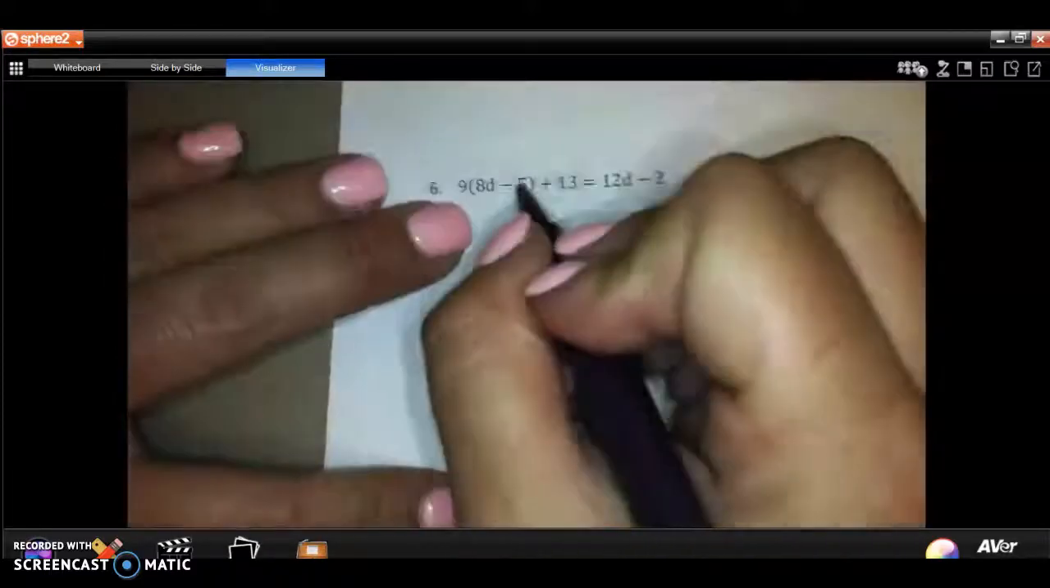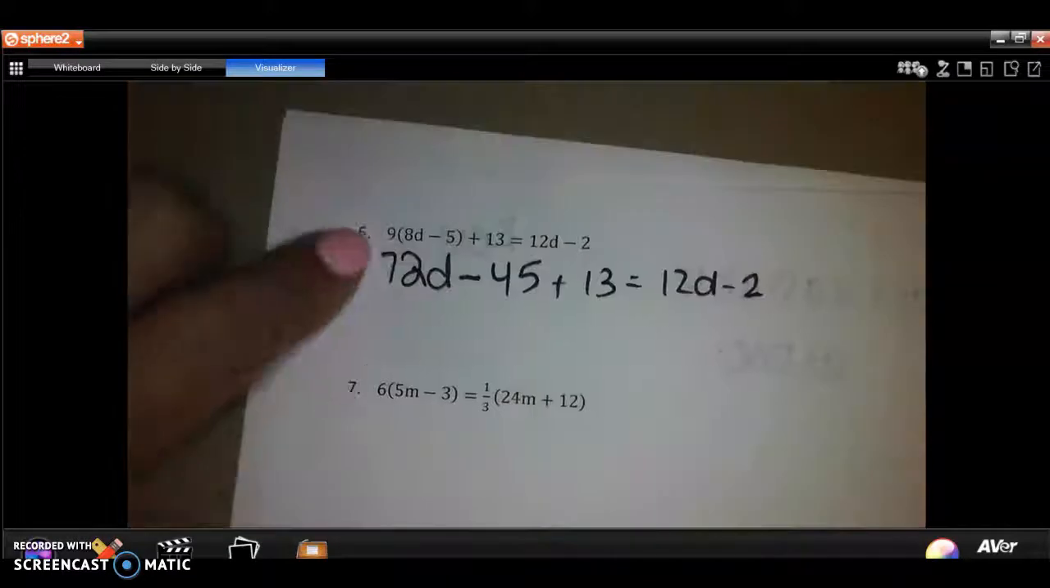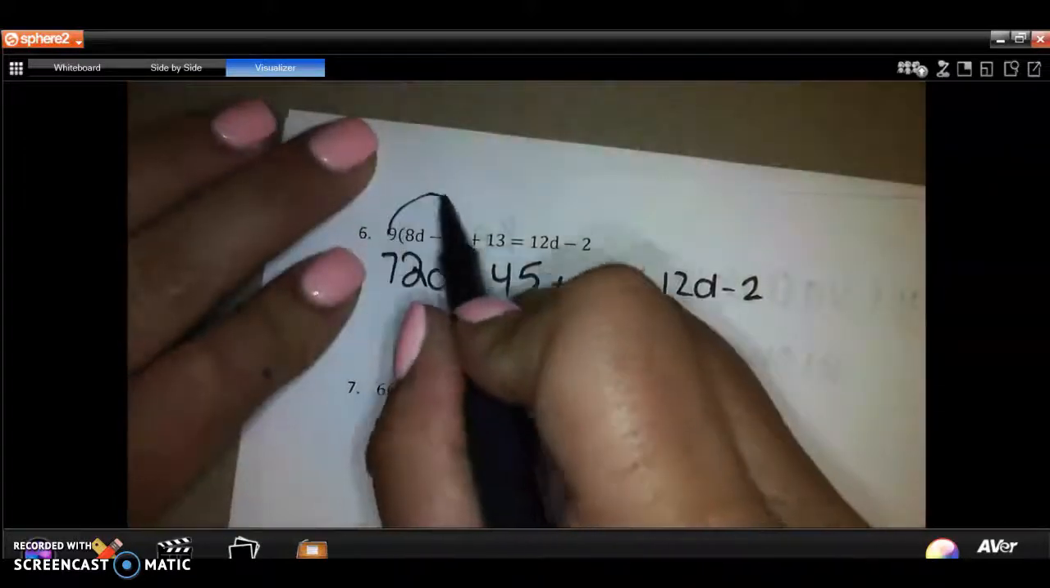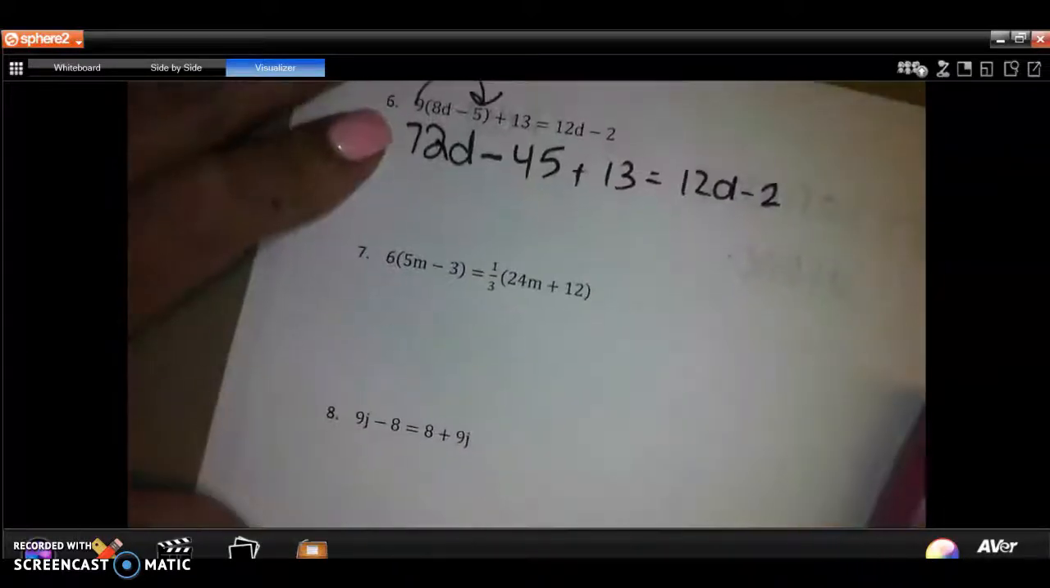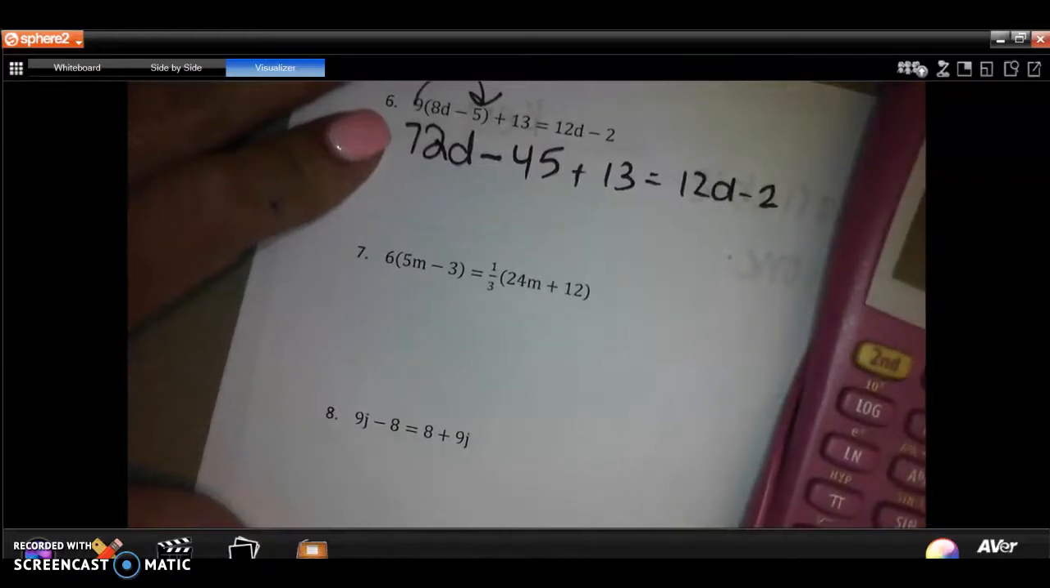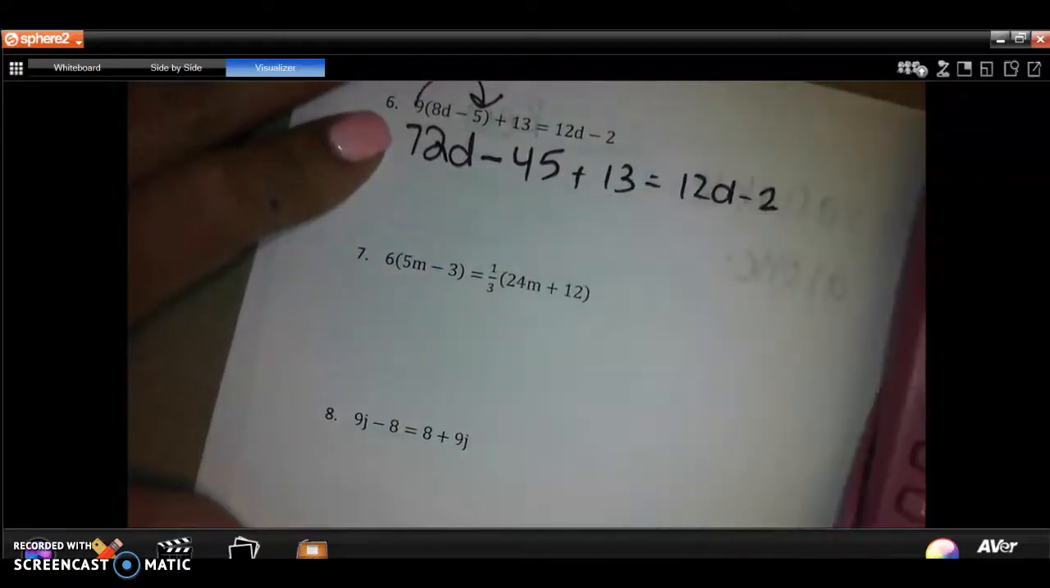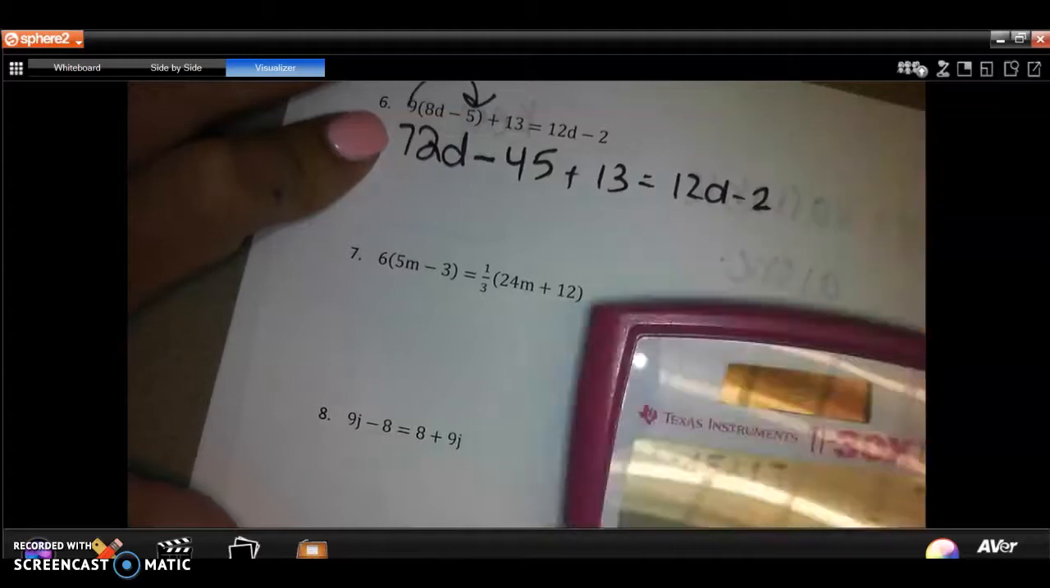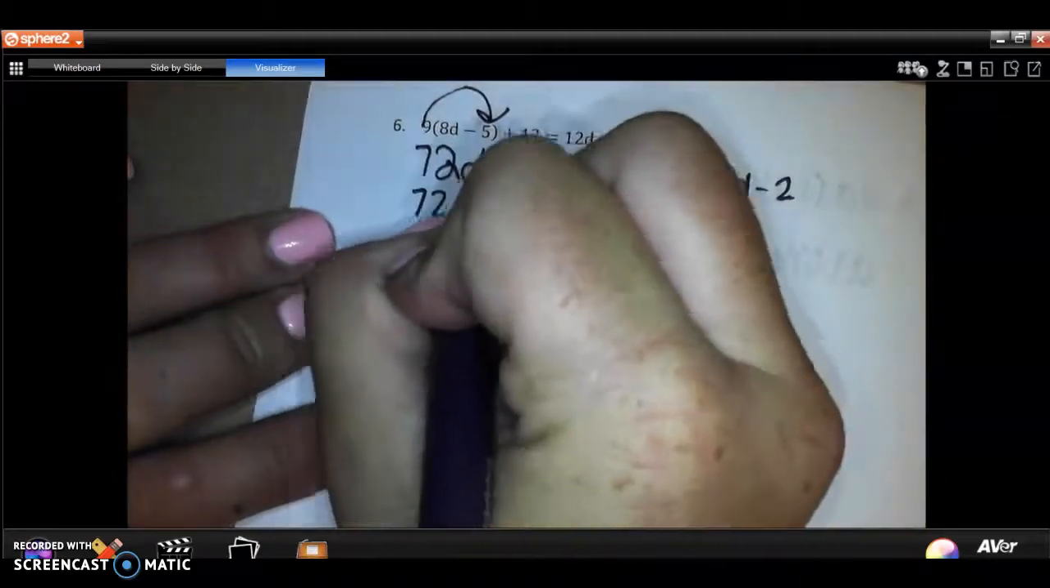Up at the top, we distribute. Remember to do that 9 times negative 5. I see a lot of students struggle with that. Combine your like terms. So negative 45 plus 13 is going to give you negative 32. Bring everything down.